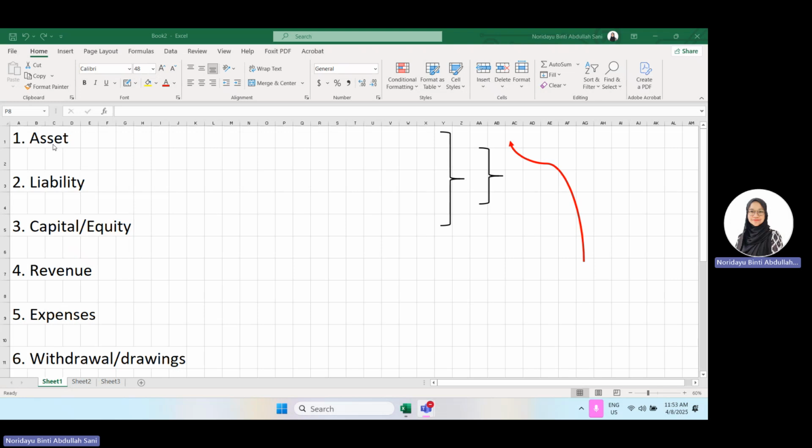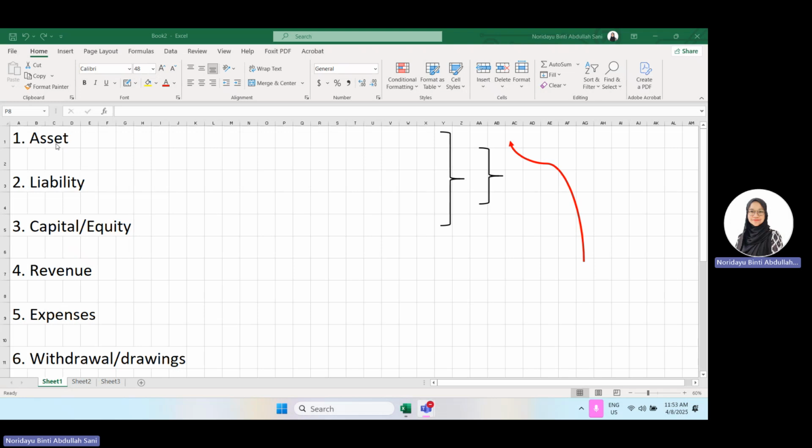And then you might also acquire a machine. A company will purchase machines. So when you use this machine to produce your goods, it is a way of generating revenue, your business revenue or your sales. Okay, that's on asset.